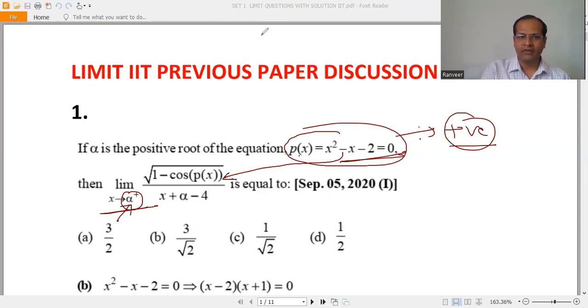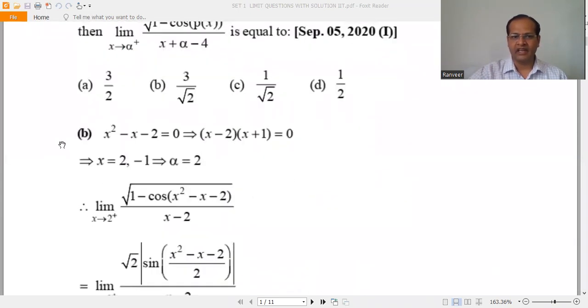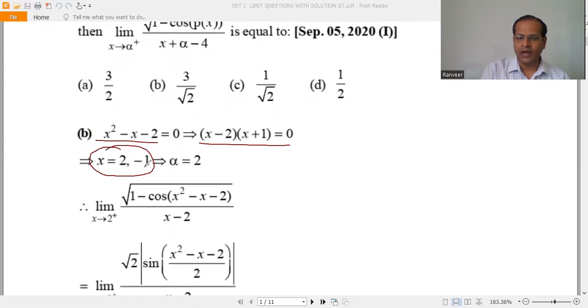Now one by one we will go and see x square minus x minus 2. This is very easy. Easily you can find the factorization. Through the factorization we will get two roots, x equal to 2 and minus 1. So alpha equal to 2 is the root of the given equation. Now x tending to 2 plus, 1 minus cos of the px value, we just substitute.